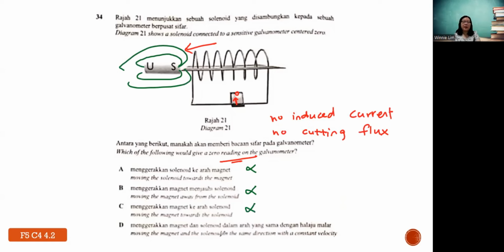Then they say move the magnet and solenoid in the same direction. That means you move together. If you move together, it seems like no cutting, right? So that's why the answer is D.